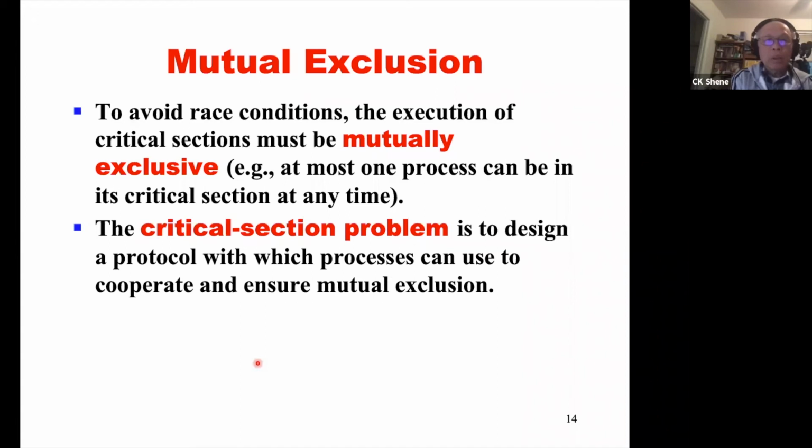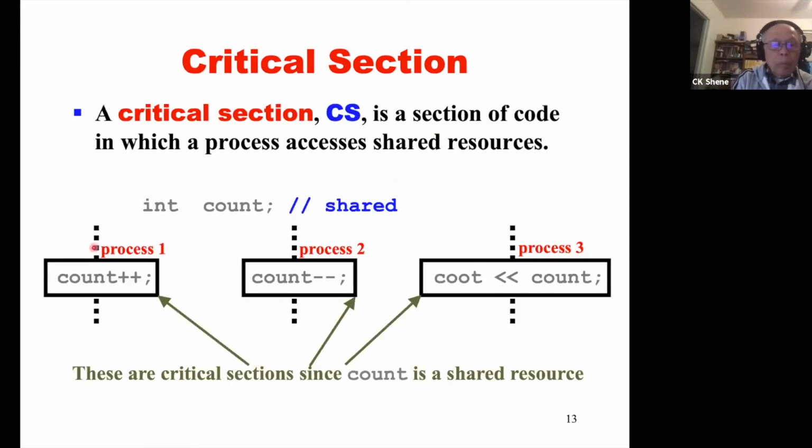The so-called critical section problem is to design a protocol. With this protocol, processes can cooperate and ensure mutual exclusion. That is, we are going to add something before we get into a critical section, and also after we get out of a critical section, so that at any moment there will be no more than one process in one of these 3 critical sections. This is the critical section problem.